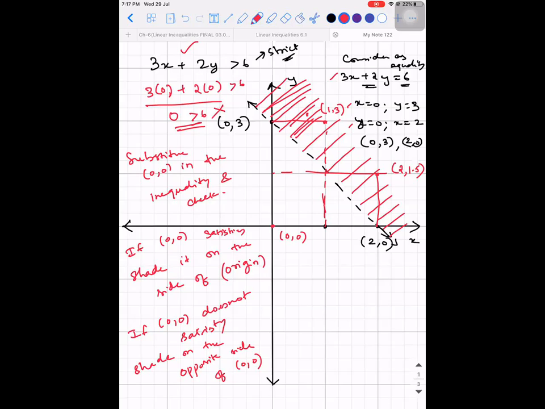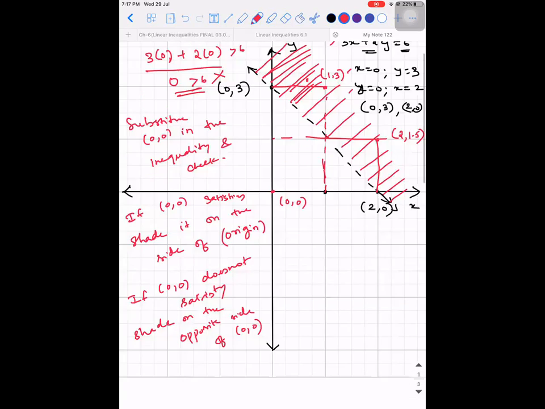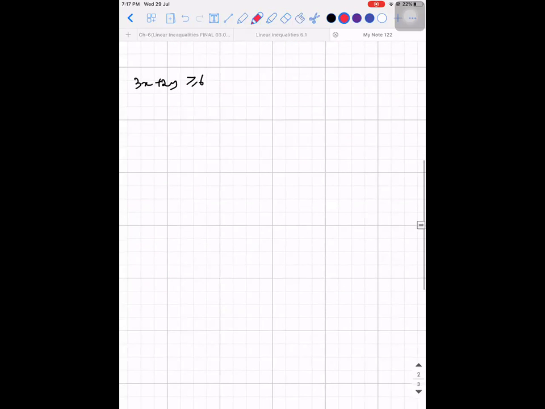Are you guys able to understand? So when they ask you to solve the graph of a linear inequality, they're asking you to shade the region of all the points which will satisfy it. Am I clear, guys? So the procedure: if the equal to sign is there, everything is the same. Okay, just a minute.